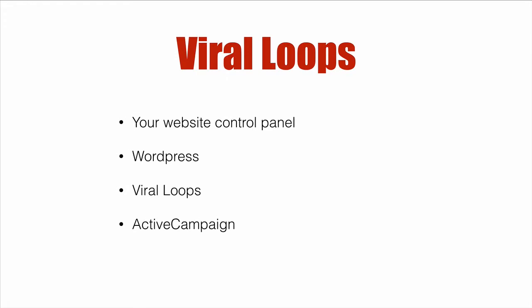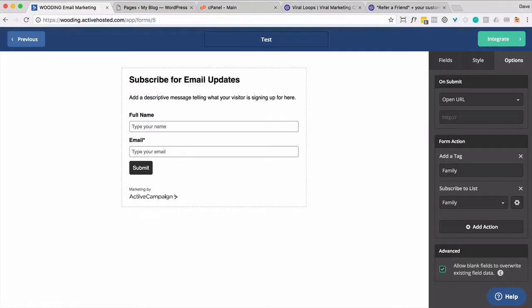And to do so, we're going to need to get into your website control panel, the admin area of WordPress. You'll need to have a Viral Loops and an ActiveCampaign account. So let's dive right in.